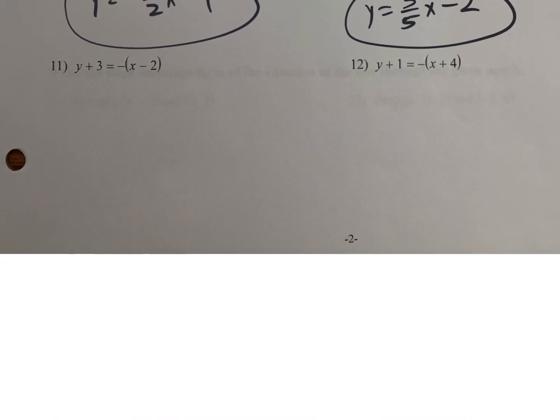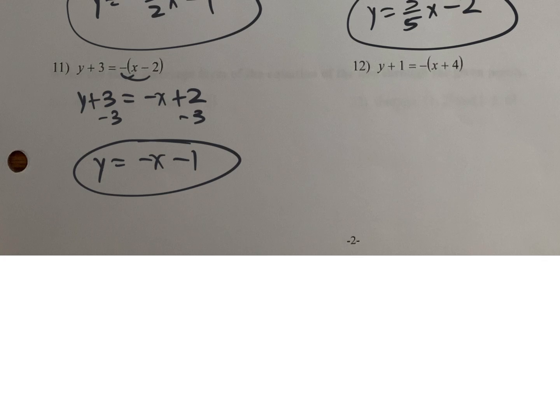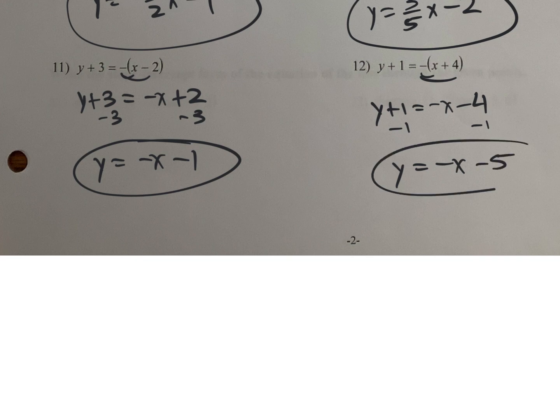All right. So number 11, same thing. Distribute the negative sign. And then subtract the 3. And then number 12, again, distribute the negative sign. And subtract 1. Next page.